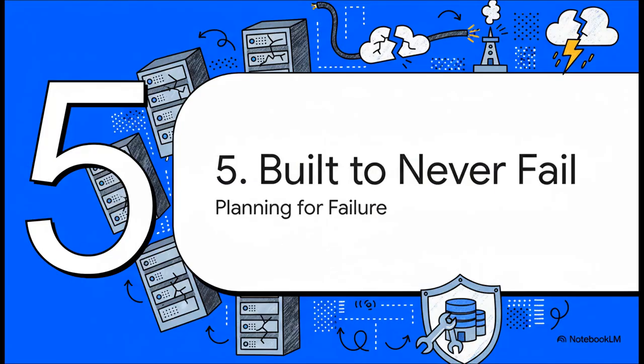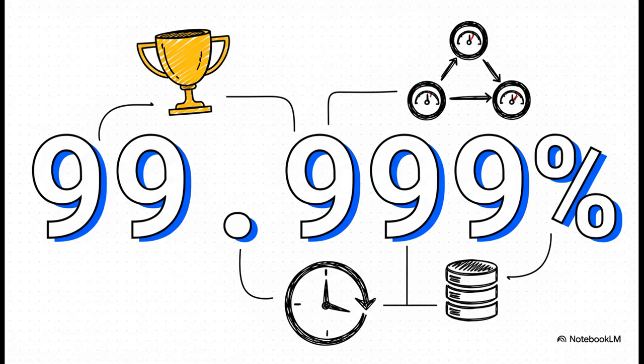Okay, so we've built a system that's fast, it's scalable, and it's organized. But what happens when things, well, break? Because they always do. Servers crash, networks fail. So the final critical piece of this whole puzzle is designing a system that expects failure and is built to withstand it. This number right here, this is the gold standard that engineers are always striving for.